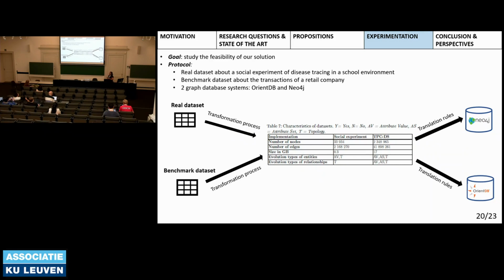Now let's move on to the experimentation that we conducted to study the feasibility of our solution. To do so, we used two datasets: a real dataset about a social experiment of disease tracing in a school environment, and a benchmark dataset about the transactions of a retail company. Both datasets include evolutions. We also used two graph database systems, namely OrientDB and Neo4j. Then we transformed both datasets into the temporal property graph representation, and we imported both datasets into Neo4j and OrientDB using our translation rules.